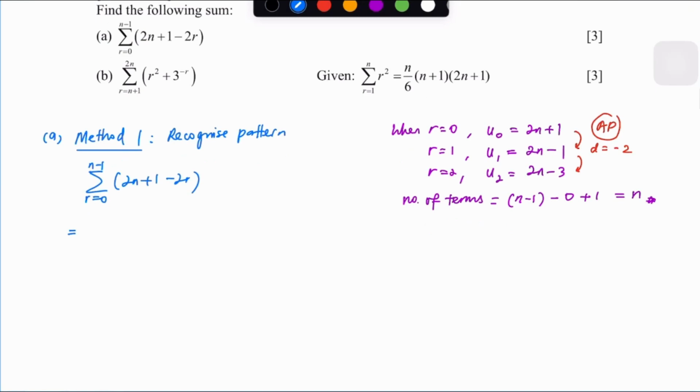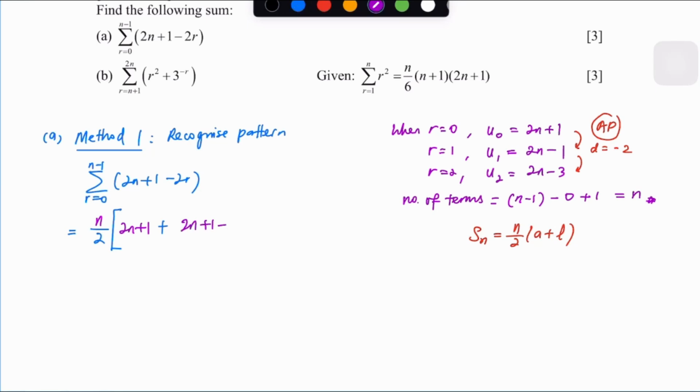Okay, so here we are making use of the formula, the sum of an AP. Sn equals n over 2 times a plus l. You want to use the other one also can, up to you, but a plus l will work nicely. So let's try. This would be n, the n terms, divided by 2. What's the first term? The first term over here is 2n plus 1. Then plus the last term. What's the last term?